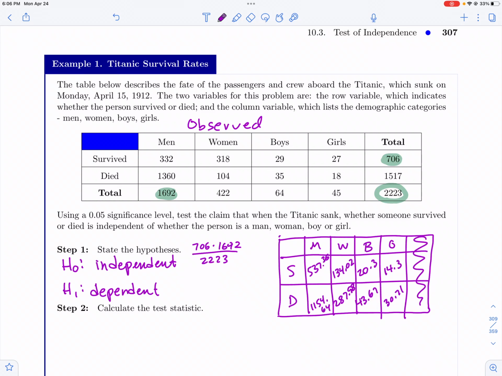So hopefully everybody ended up with the exact same thing that I had. So with this in mind, let's go ahead and start typing some stuff into the calculator. Again, we're going to let our observed matrix be L1 and our expected matrix be L2, and I'm going to type them in that same order that I typed them before.